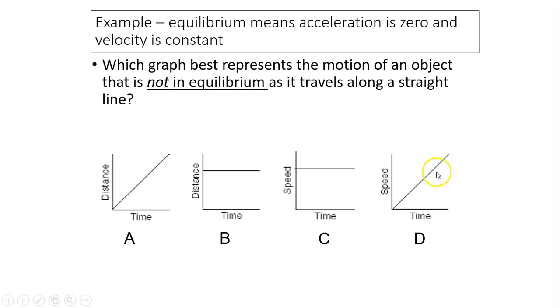The last one says the speed increases as the time increases. So if the speed is increasing, velocity is changing. So this is the one not in equilibrium. As a matter of fact, we know from this one, since the slope is constant, acceleration is constant. So the answer is D.